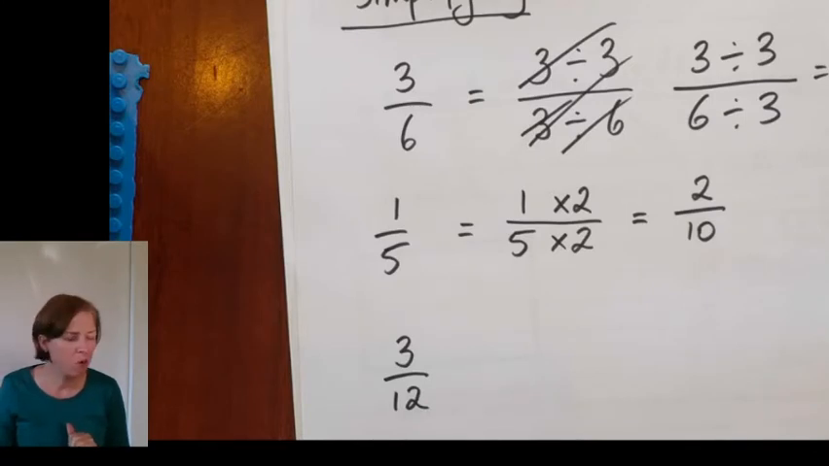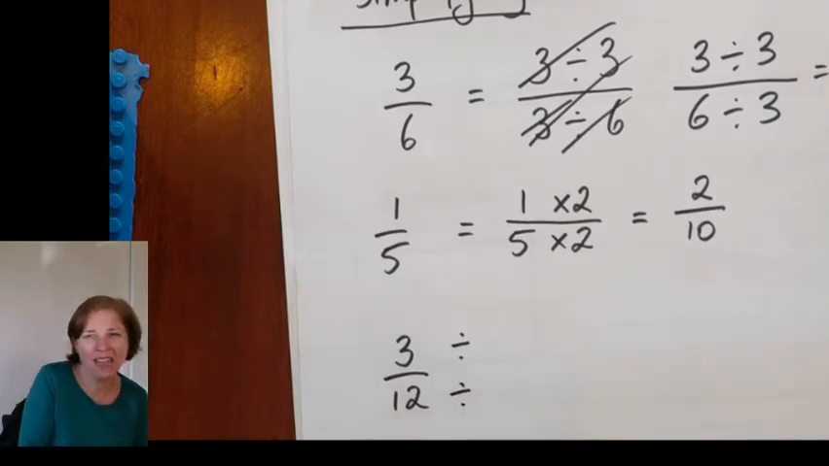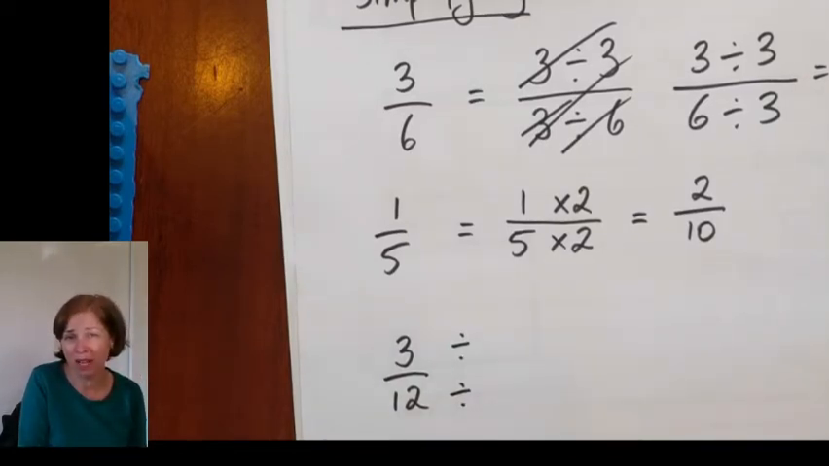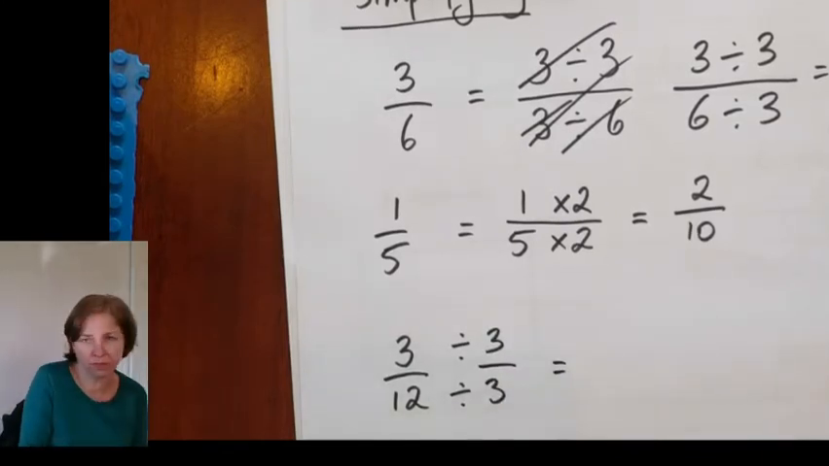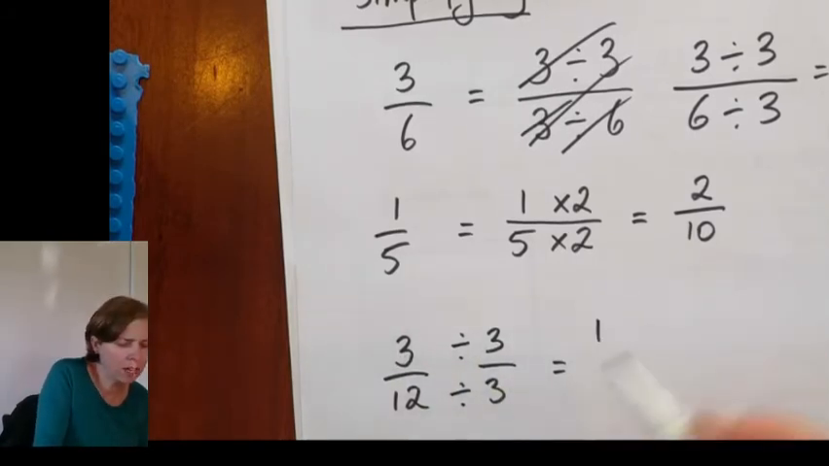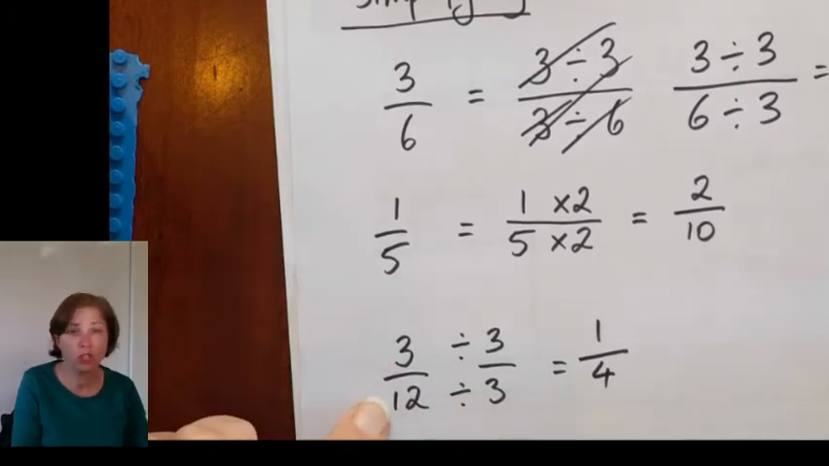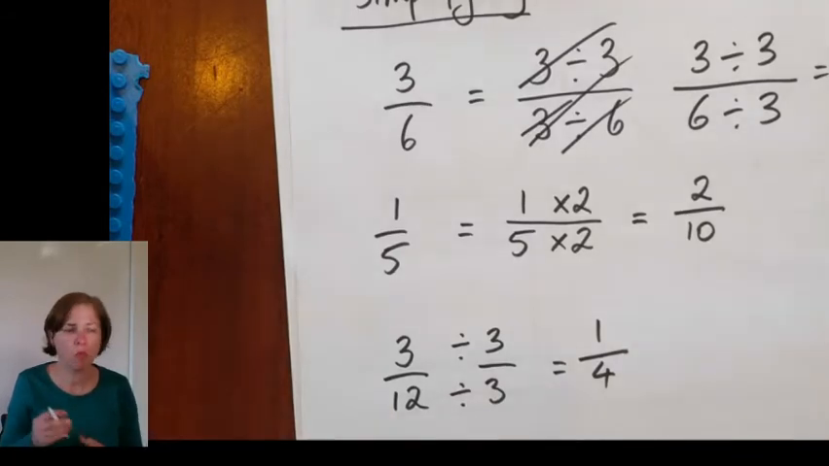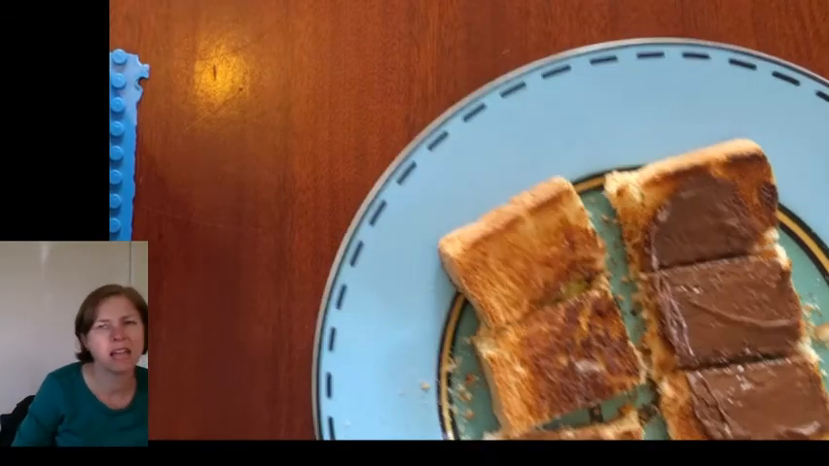So what I'm looking for is a number that if I divide the numerator and the denominator by the same number, it will work. It will go evenly. In this case, the number is 3. 3 divided by 3 gives me 1. 12 divided by 3 gives me 4. So I've just worked out that 3 over 12 is the same as 1/4. Now, let's test this out.